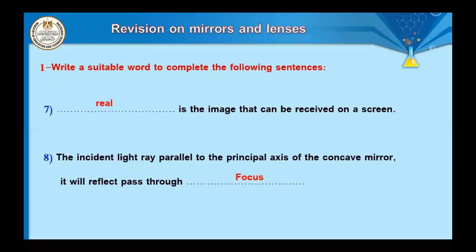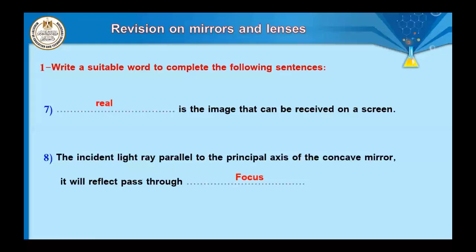Question number seven. Space is the image that can be received on a screen. We know that images can be classified into two types, real and virtual. What is the difference between them? The image that can be received on a screen is called real. Why is it called real? Because it is formed as a collection of refracted light rays. But when the extensions of refracted or reflected light rays intersect to form an image, this image is called a virtual image. So a real image is the image that can be received on a screen. Which mirror and lens can form this type of image? Concave mirror and convex lens.